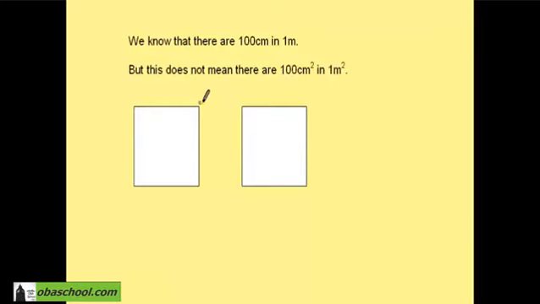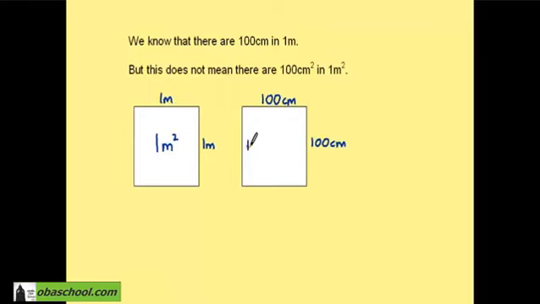Consider these two identical squares. If we say that this one is 1 meter by 1 meter, then its area would be 1 meter squared. But 1 meter is 100 centimeters. So the same square is 100 centimeters by 100 centimeters.